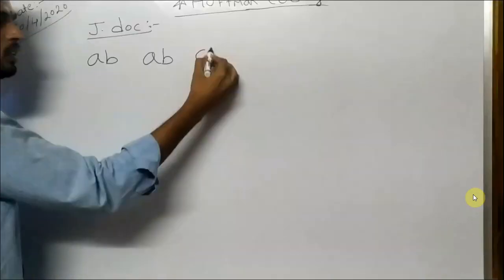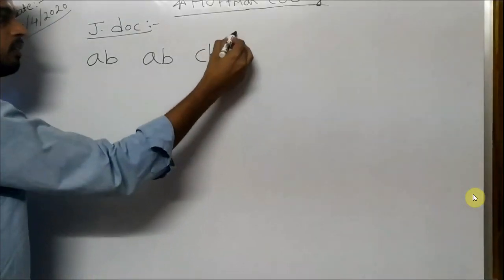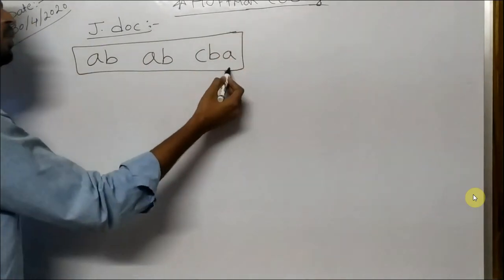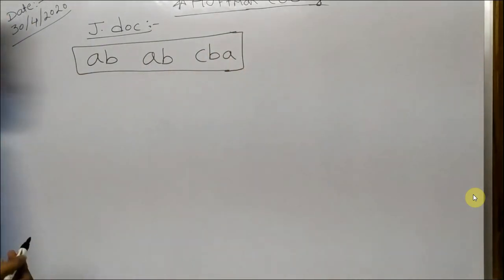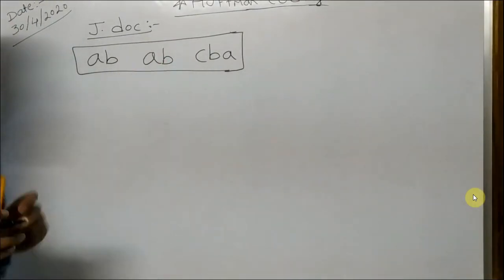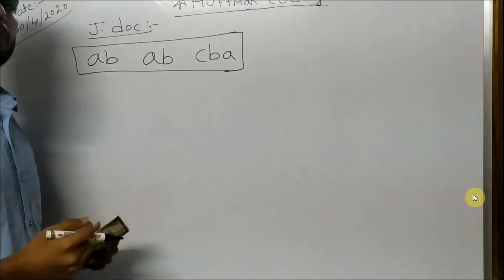AB space CBA is a collection of characters. Now I want to find the unique code for this one. If you want to find the unique code for this one, we need to follow the previous procedure, right? So you already know the previous procedure.